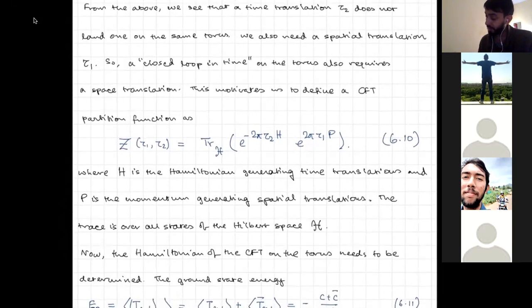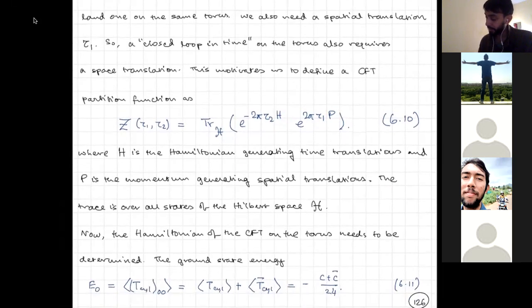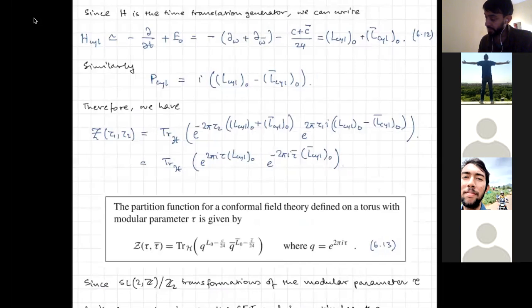Now we want to figure out what H and P are in our case, and that's something we did. H on the cylinder is just given by L naught plus L naught bar, and P on the cylinder is L naught minus L naught bar. These are things you would expect. But remember, these are expressions on the cylinder, so when you write them in terms of the L naughts on the plane, there is a central charge shift to L naught and L naught bar.